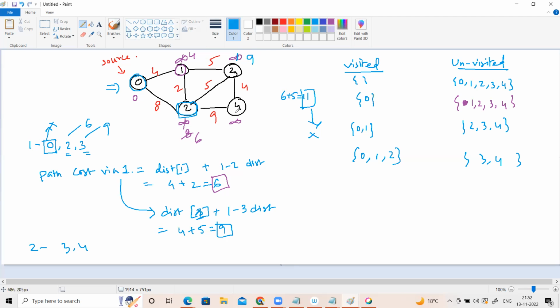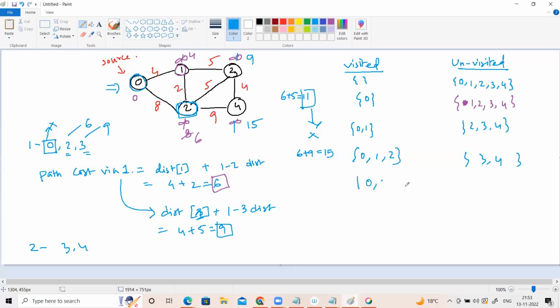Now the distance from 2 to 4 is 9, so the cost to reach 4 via 2 is 6 plus 9, that is 13, sorry, 15. So who is lesser between infinity and 15? We will consider 15 over here, that's for sure. Fine. Now the unvisited array has 3 and 4. Who is the minimum between 3 and 4? We have 9 and 15, so we will pick 9.